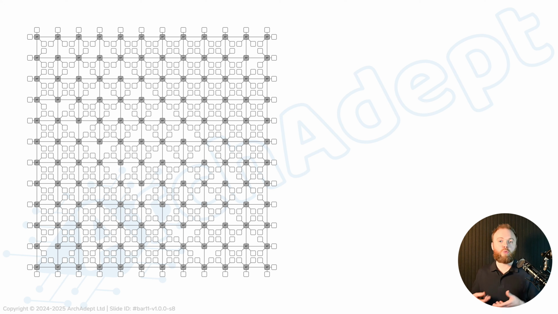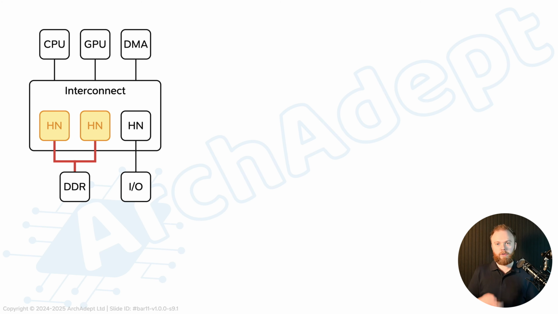So each home node will have its own slice of the overall system-level cache, specifically used for caching the locations managed by that home node, and which is located physically nearby to that home node on chip. And that's what you're seeing in this diagram here. So we've carved up our DDR space into two slices, and we've then assigned each of those slices to its own independent home node.